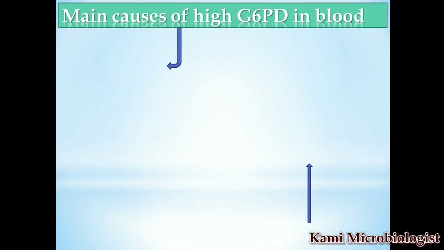Now let's see the main causes of high glucose 6-phosphate dehydrogenase in the blood. So what are the main causes of high G6PD in the blood? It will occur if there is high blood loss or chronic blood loss, meaning if blood comes out from the body due to some injury. Due to this, there will be a high level of glucose 6-phosphate dehydrogenase enzyme.